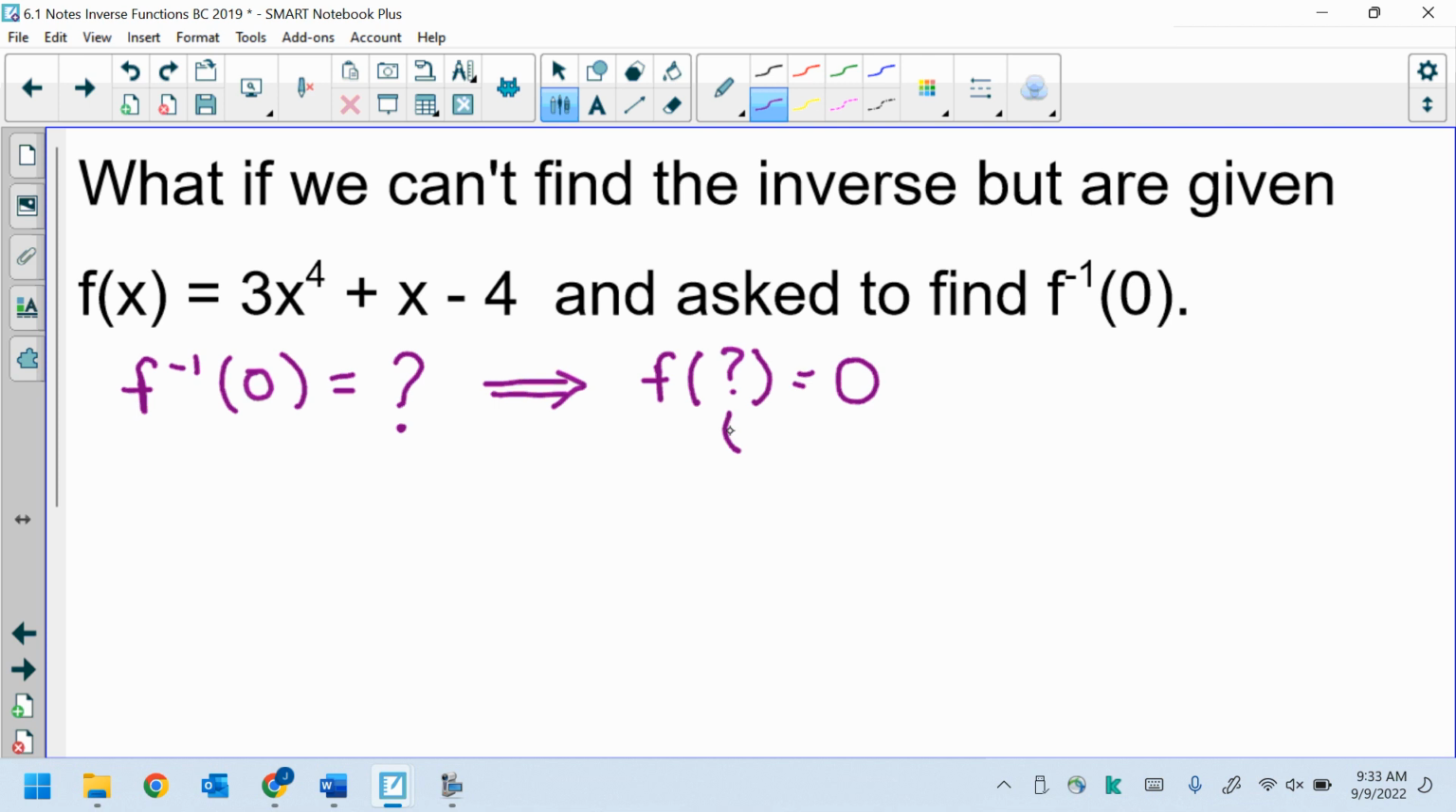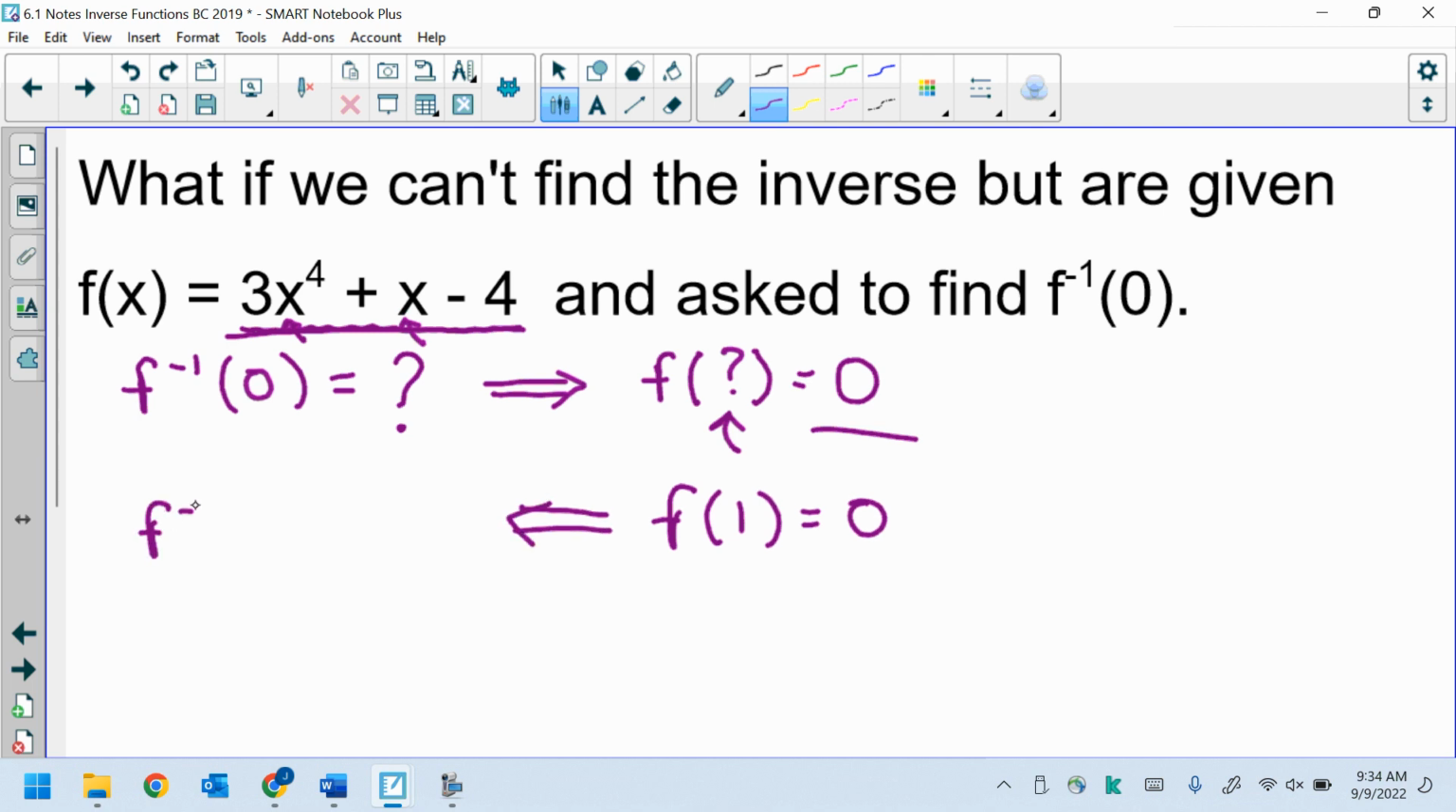In order to figure out the value of this question mark, what do you put in for x so that you get 0? Can you think of any number that you could put in for x so that the result of this whole thing is 0? And if you're saying that f of 1 is equal to 0, then you have found that f inverse of 0 is equal to 1.